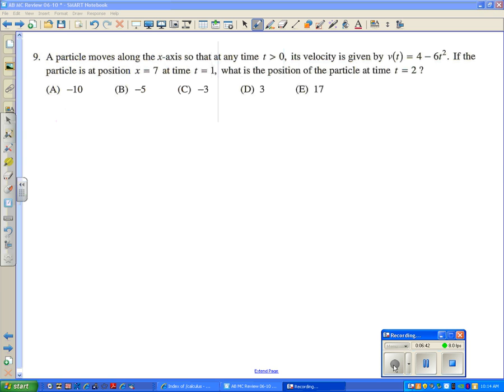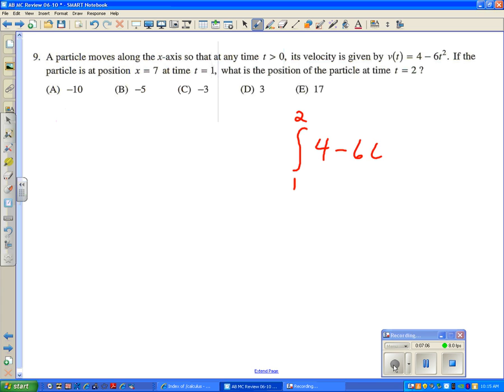Problem 9 would have us recall that the accumulation of velocity is distance. And so in this particular case, we're interested in what happens between time 1 and time 2, and we're going to use integration, which is the accumulation function, and it's the accumulation of the velocity. And the velocity is given by 4 minus 6t squared. So integrating, we get 4t minus 6t cubed over 3, which settles down to 4t minus 2t cubed. And we're going to put in 2 and 1.